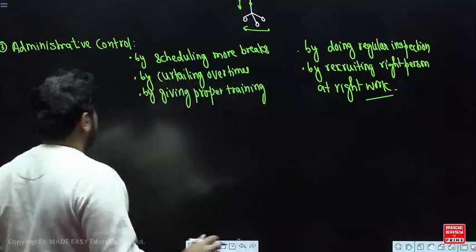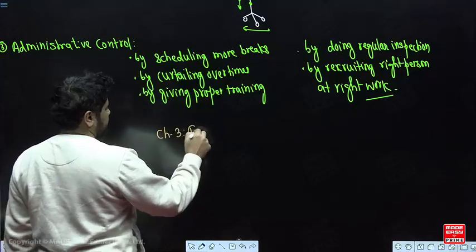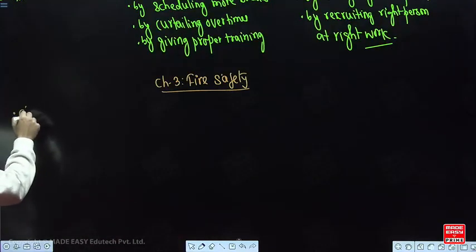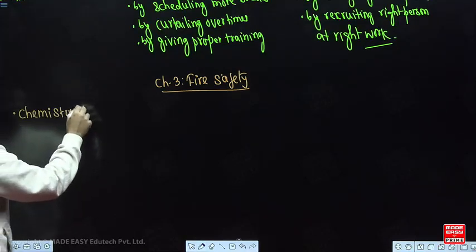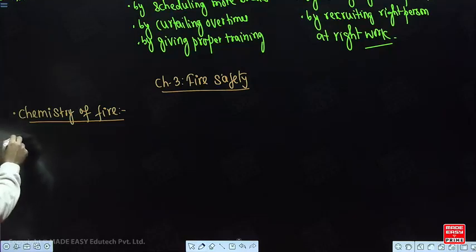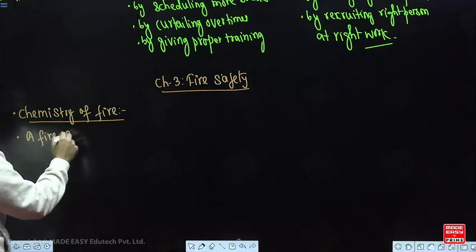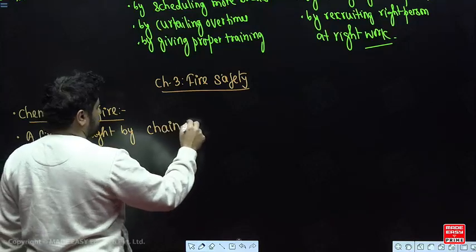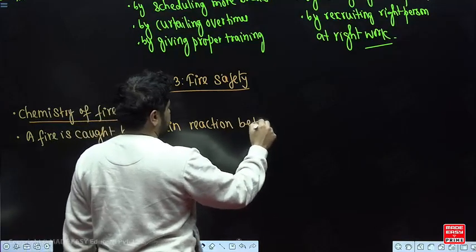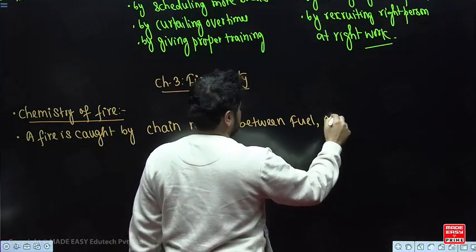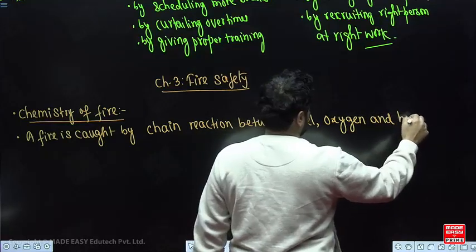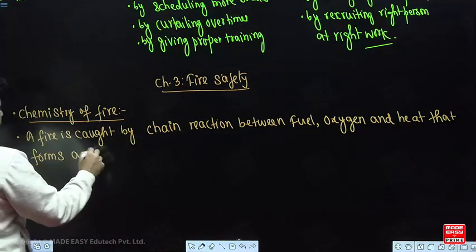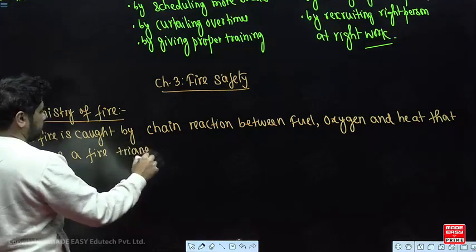ठीक है, तो उनका हेडेक है। नेक्स्ट चैप्टर 3 फायर सेफ्टी, चलो निपटाते हैं फटाफट। फायर सेफ्टी, केमिस्ट्री ऑफ फायर। A fire is caught by chain reaction between fuel, oxygen and heat that forms a fire triangle or fire tetrahedron.